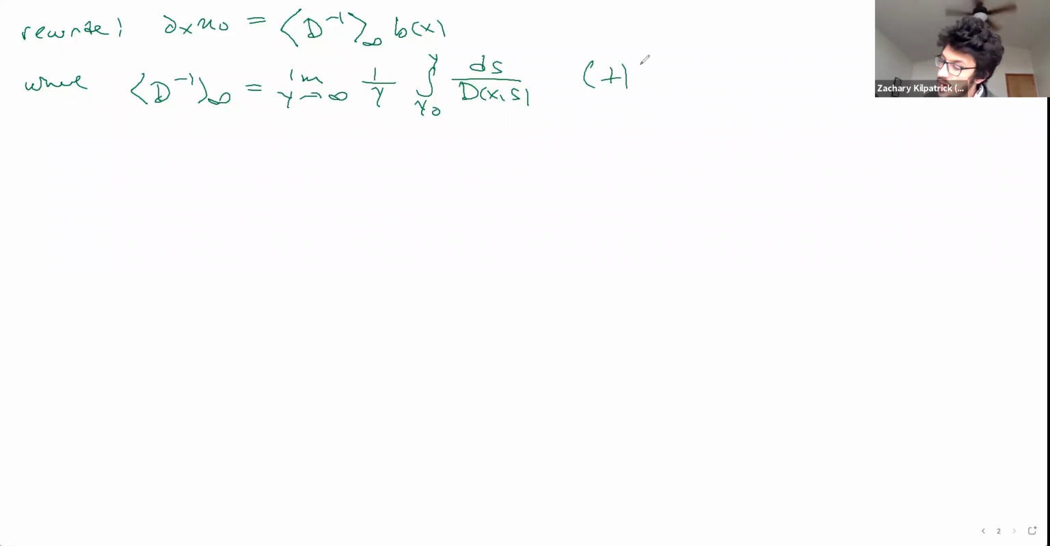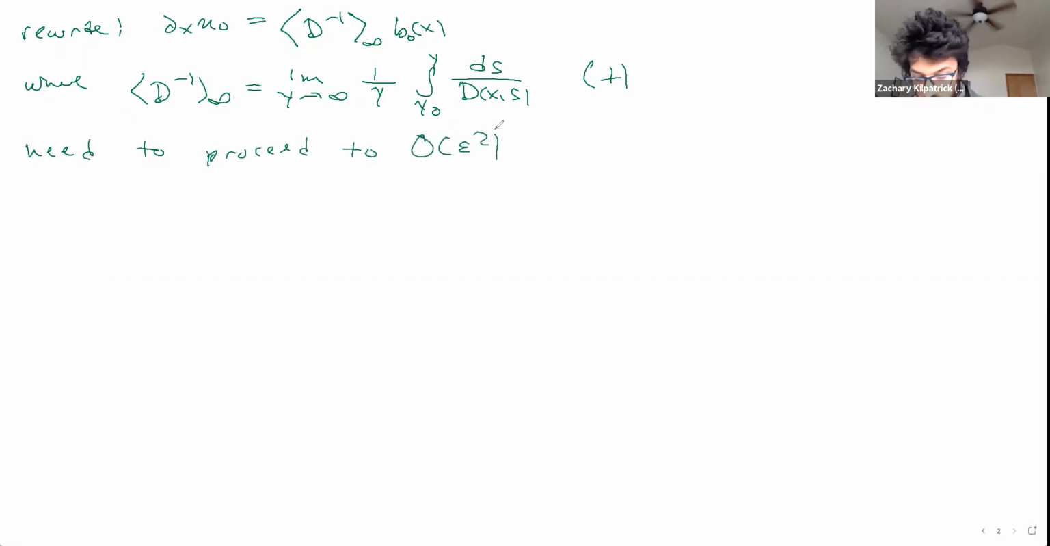Okay, and so we still don't entirely have an equation for u0, right? Because this b0 of x is unknown. So we need to proceed to order epsilon squared to determine u0 of x. And this is again a little bit different than your typical method of multiple scales problem.